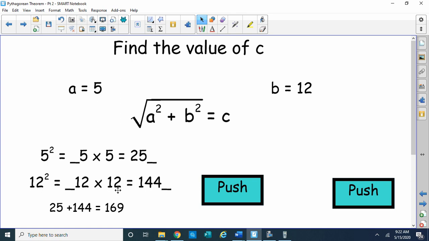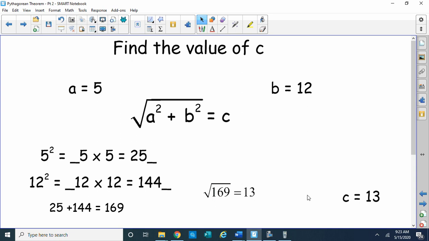Well, I know it's got to be more than 12, because 12 times 12 is 144, so it's a little bit close to that. So let me try 13. 13 times 13 is 169. So my value of c is 13. So c is equal to 13. So the square root of 169 is 13.